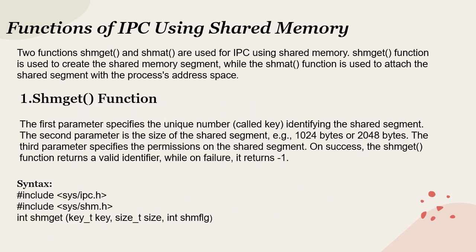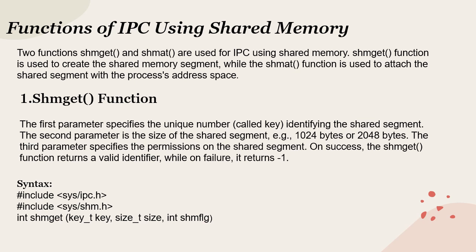Functions of IPC using shared memory. Two functions, shmget and shmat, are used for IPC using shared memory. The shmget function is used to create the shared memory segment, while the shmat function is used to attach the shared segment to the process address space.